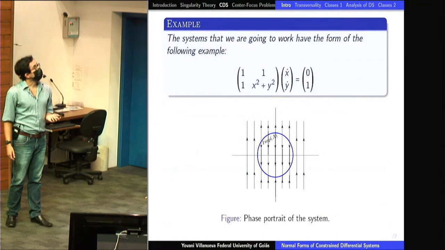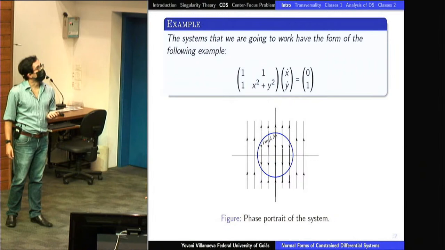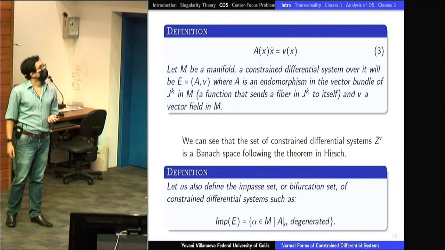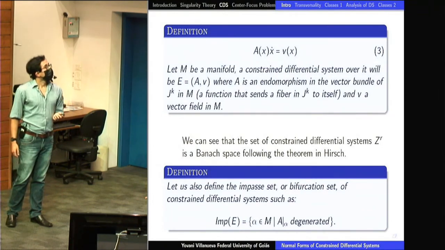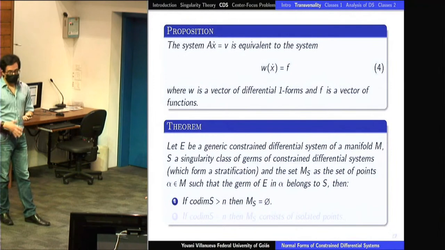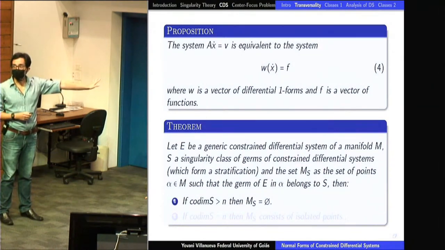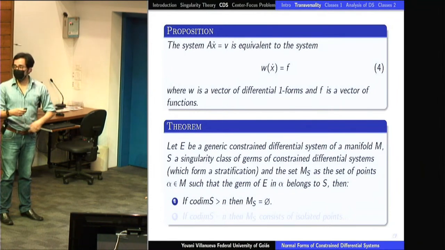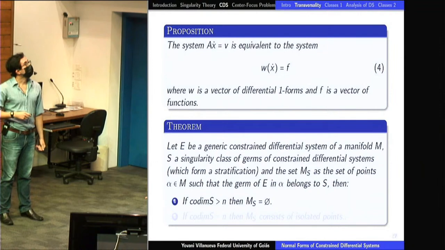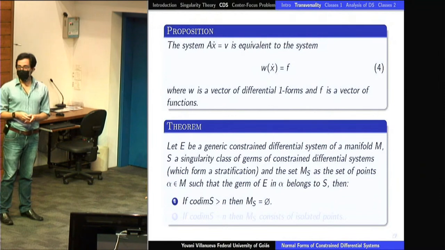In fact, this set where we have the generation of the matrix is defined as the impasse set. And we will use this theory over the one differential forms that we created to analyze that kind of differential systems.